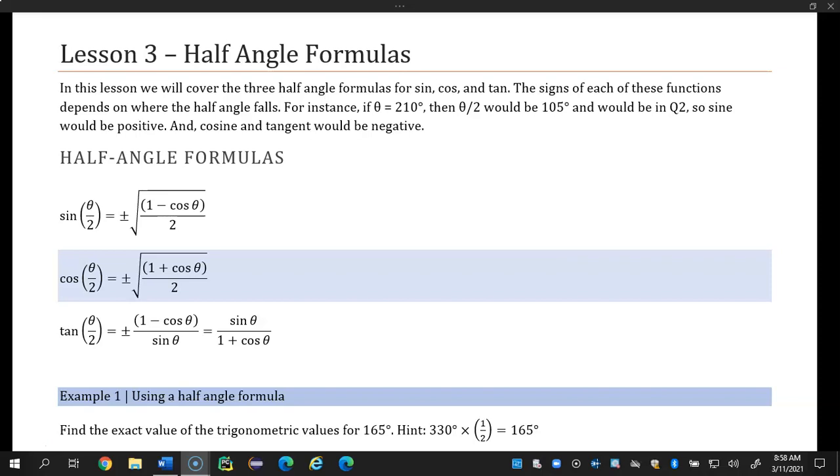In the example above in the paragraph, if theta was 210, half of that is going to be 105. So our angle would be in quadrant 2. So sine would be positive, and then cosine and tangent would be negative. So let's get started with using these formulas.